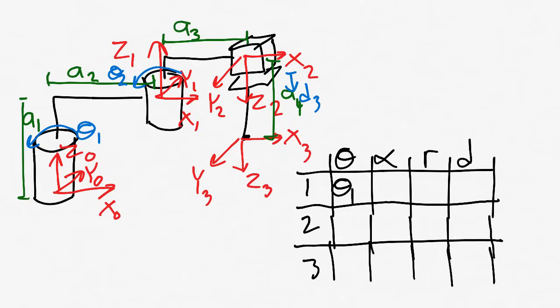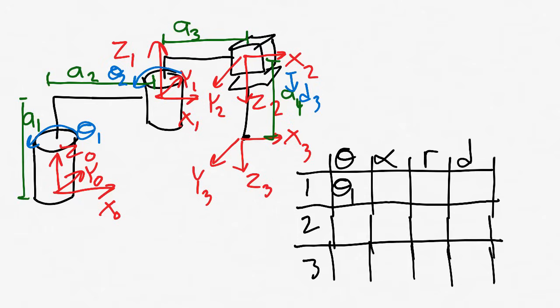Let's look at theta for the second row. Here we're going to compare frame 1 to frame 2. Part of the rotation that we have for theta here is theta 2. That's a rotation around zn-1. In this case, n-1 is frame 1.